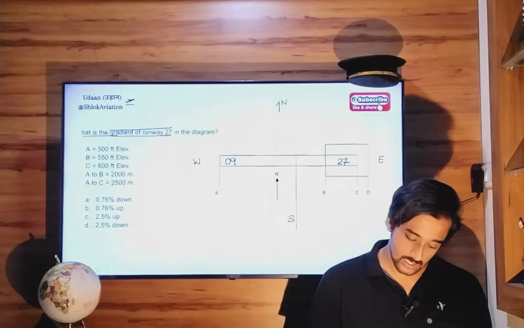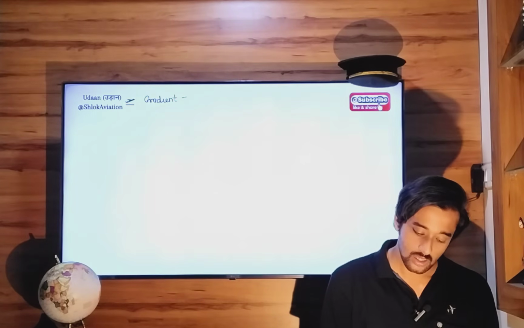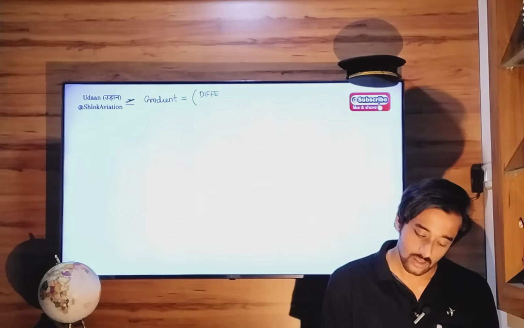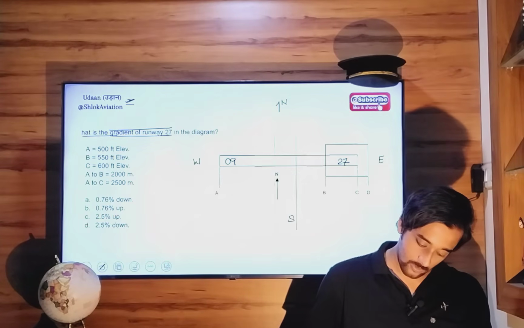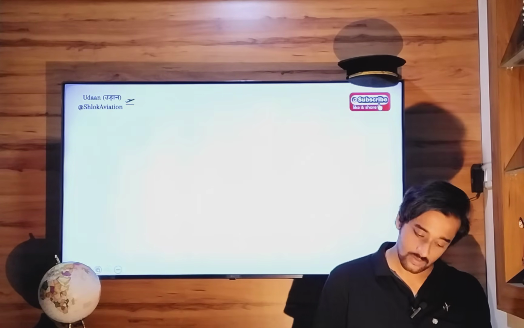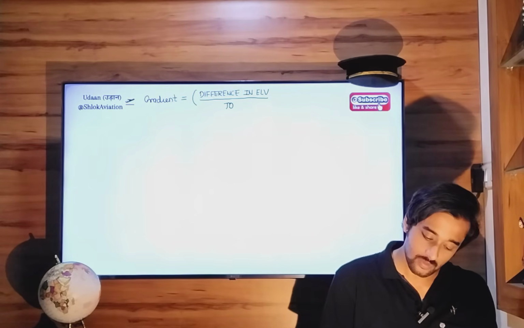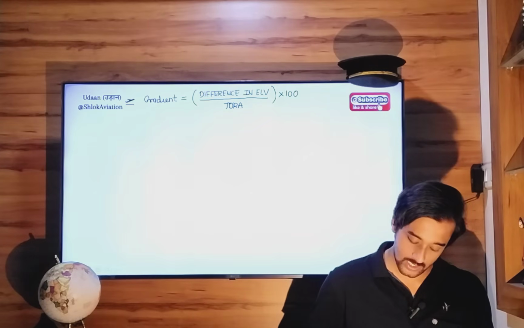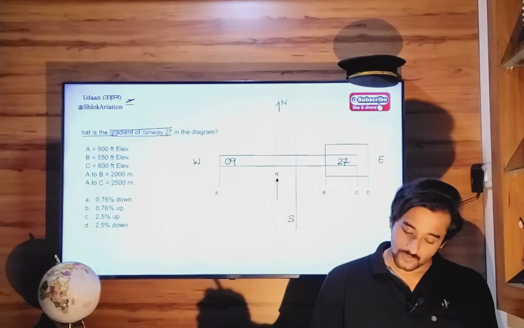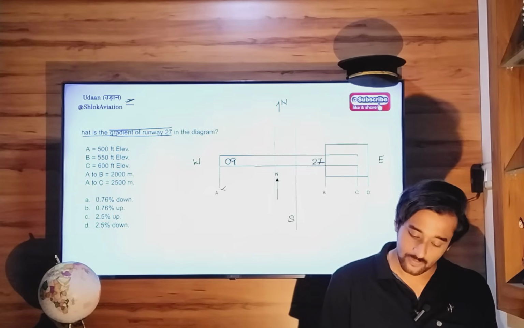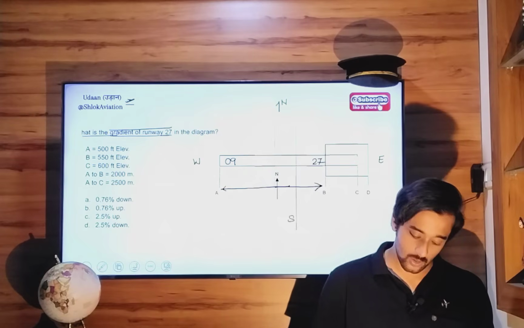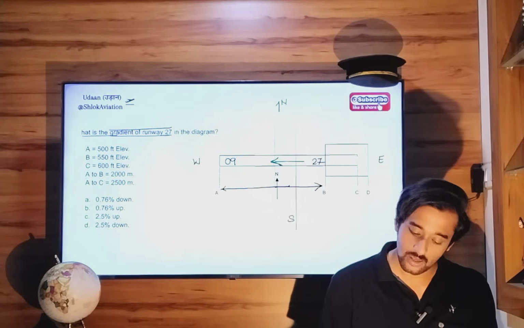The formula for gradient is difference in elevation divided by takeoff run multiplied by 100. So in this diagram, runway 27 will be here. Okay, A to B. We are taking off from runway 27.